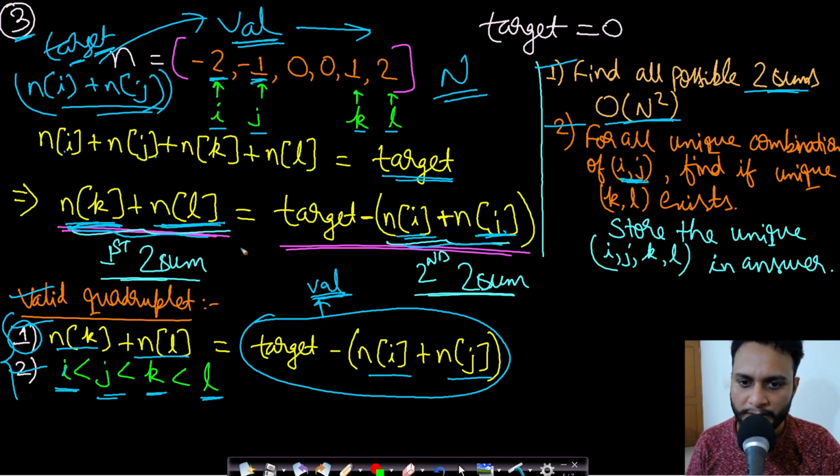Now, is there any way to get two sums very quickly? What we can do is calculate all the possible two sums and store them in a hash map, and then for a given combination of nums[i] and nums[j], we can easily find out if there exists nums[k] plus nums[l], right? So using a hash map it is possible.